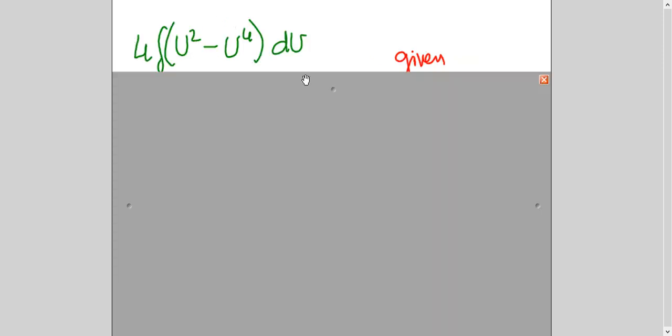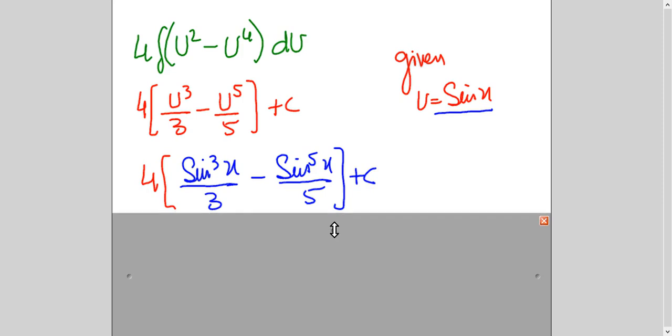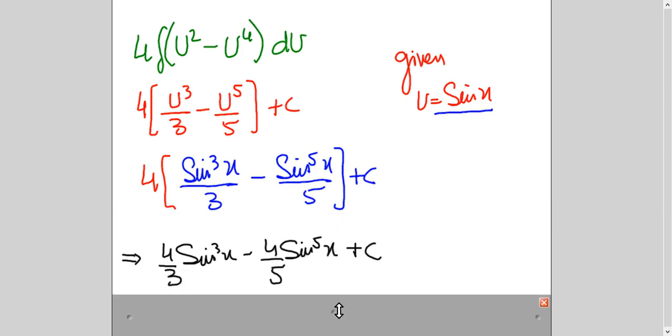So what is the integration of u squared? It is u cubed over 3. And what is the integration of u to the power 4? u to the power 5 over 5. Now I have integrated it, and now I can replace u again by what I took in the beginning, that u is equal to sine x. So this will help me to complete the question. So I got the integration here finally, right?